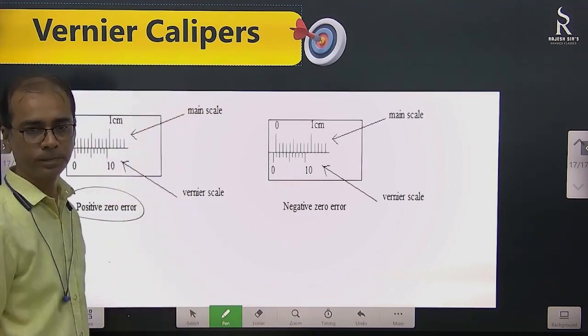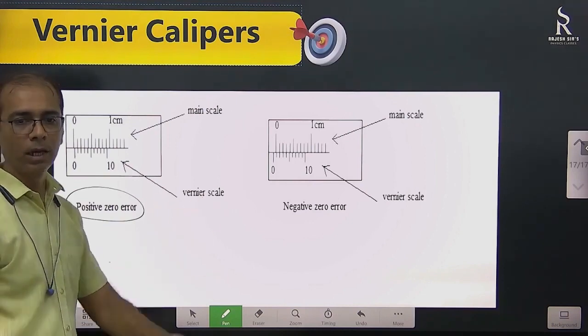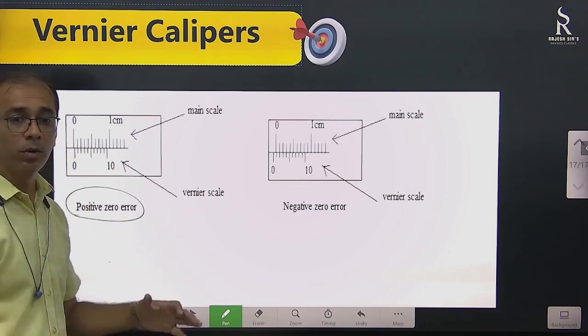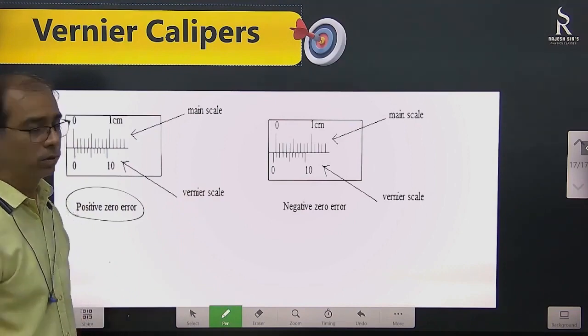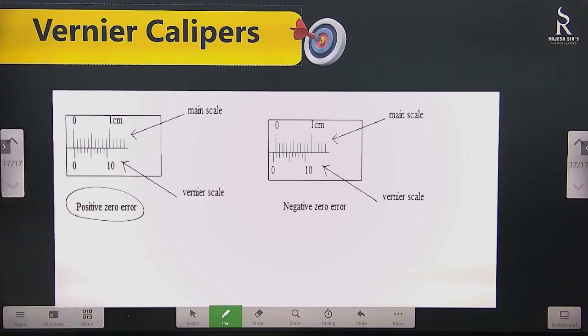Note this, because we have to measure it. Maybe it's not possible in today's class. In the next class, you will see how to measure these zero errors and how to adjust for them in the result. So this is positive zero error, that is negative zero error. Note that one.